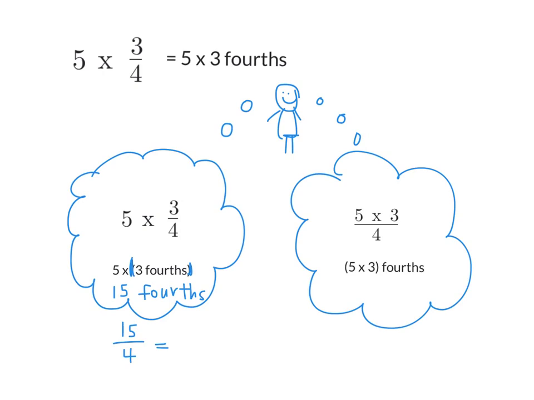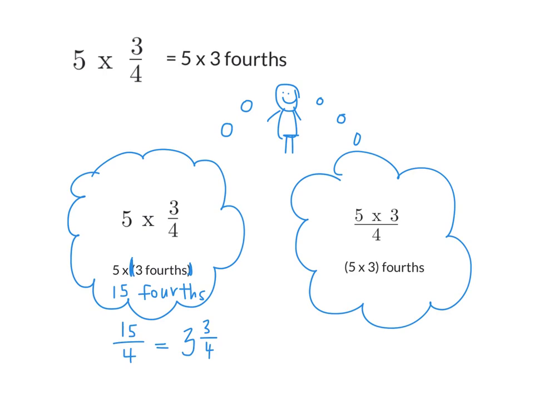4. Okay. So do I have 4 fourths? Yeah. Do I have 8 fourths? Yeah. Do I have 12 fourths? Yeah. Do I have 16 fourths? No. So how many wholes do I have? 3. And how many fourths do I have left over? 3 fourths. Very good. So the answer there is 3 3/4.